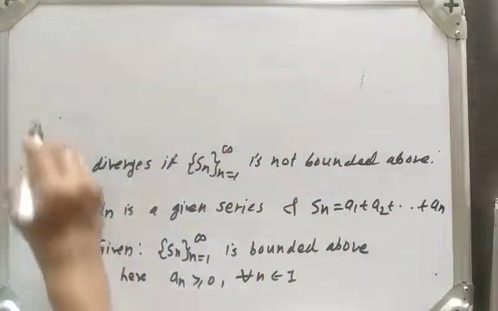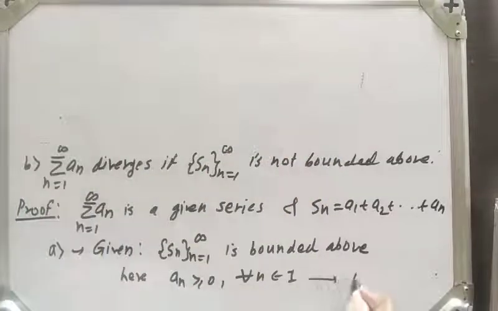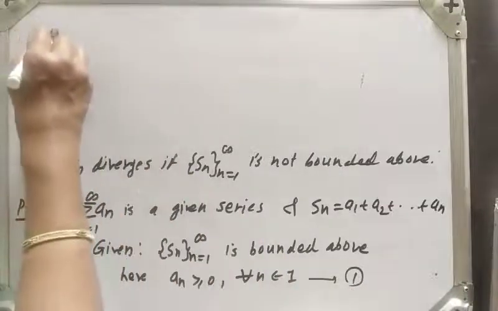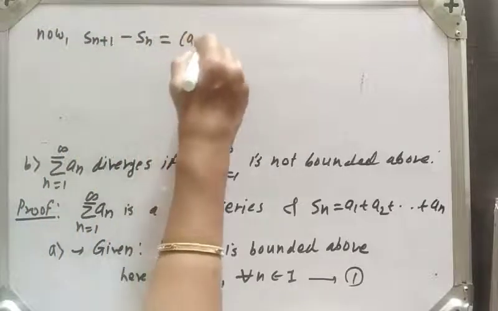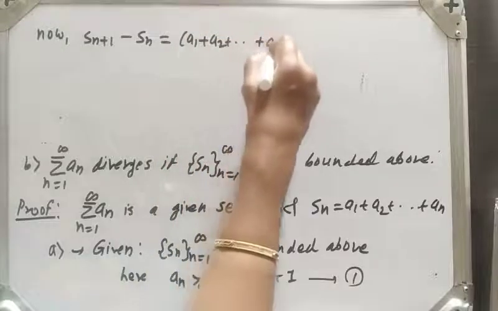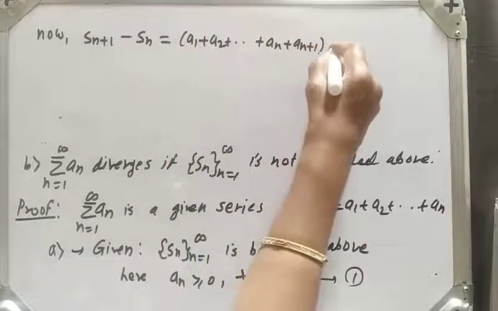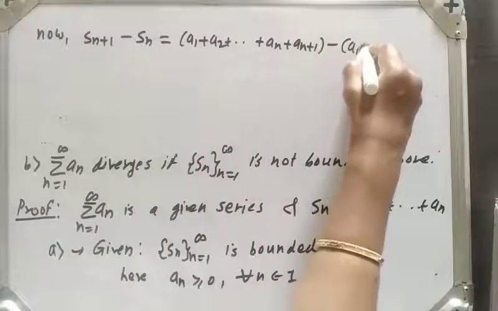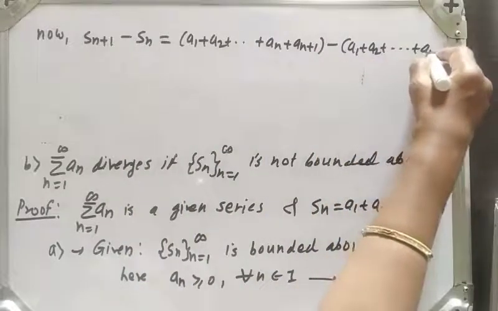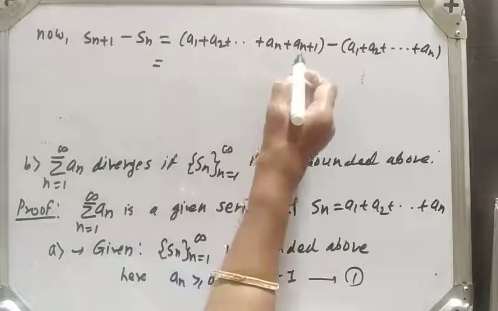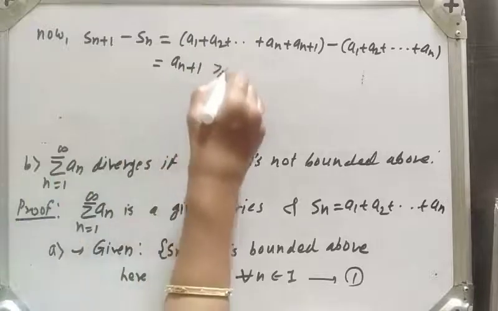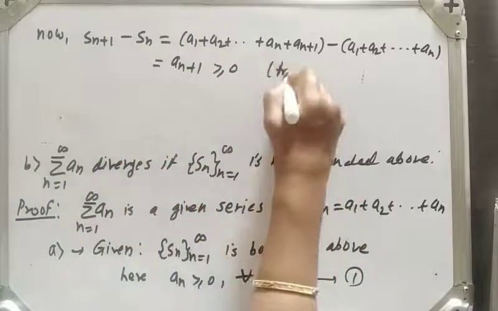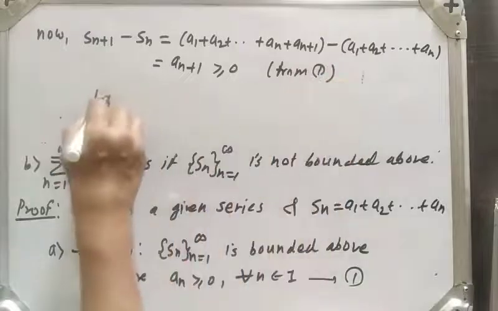So for that, here an is greater than or equal to 0. Okay, this is a given fact that the series is of non-negative terms. Now let us check Sn plus 1 minus Sn. What is Sn plus 1? A1 plus A2 plus up to An plus 1. Okay, minus Sn, which is A1 plus A2 plus up to An. So after subtraction, what we get? An plus 1. And we know that it is always greater than or equal to 0 from equation 1. Okay, that is what we get.